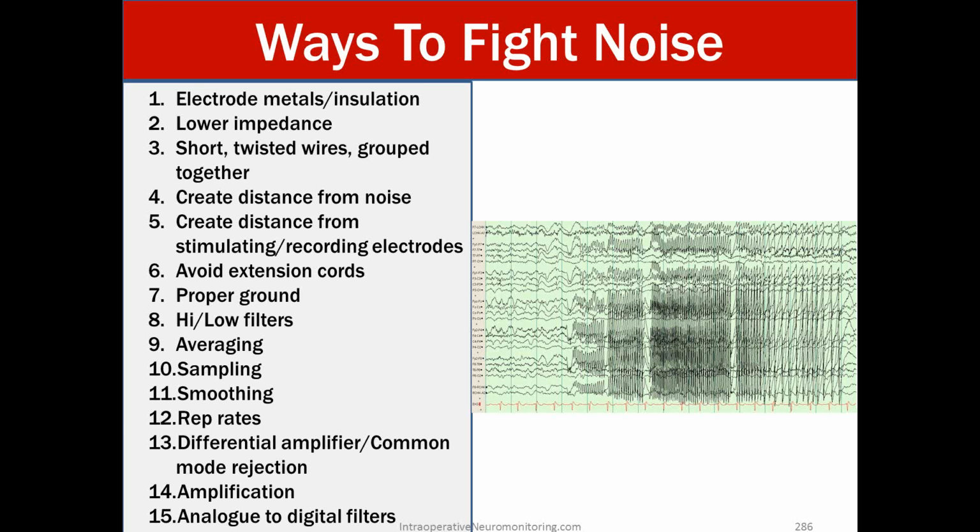The differential amplifier and common mode rejection, we'll get into a little bit more later on, but this is when we use two electrodes to see similar or different potentials and what that does as far as reducing or including other samples of artifact or other physiological responses. Amplification, again, that happens in our equipment without us really having any effect on it. Analog to digital filters, same thing, and notch filters, same thing.